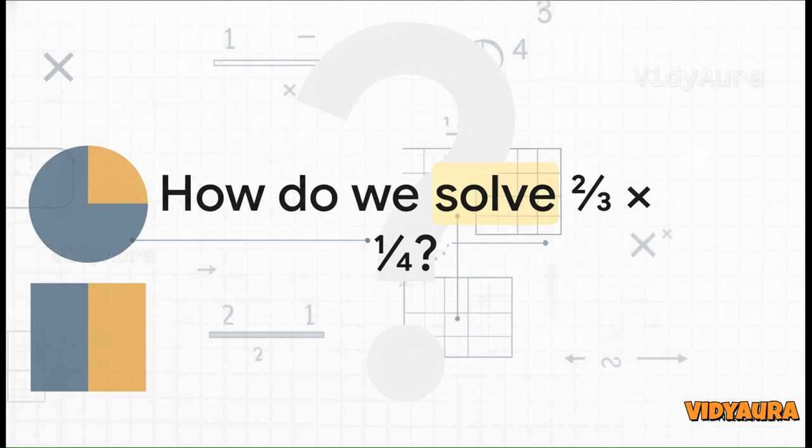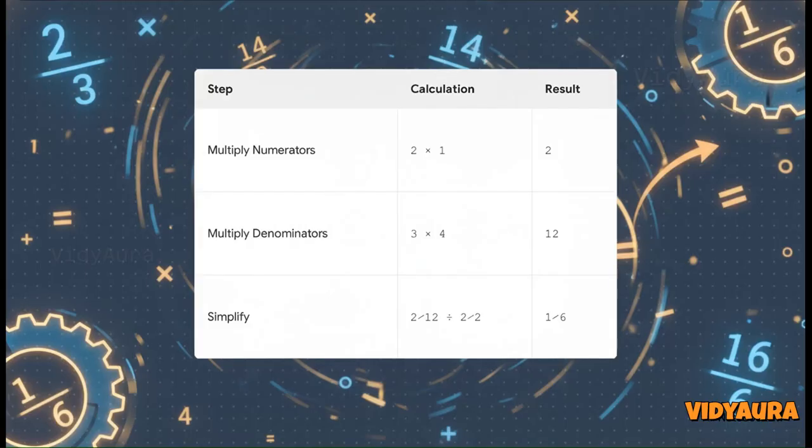Take a look at this problem here. How would you go about solving 2/3 times 1/4? All right, let's break it down together. We multiply the numerators, right? So 2 times 1, that's 2. Easy. Then the denominators, 3 times 4, which gives us 12. So now we're looking at 2/12.